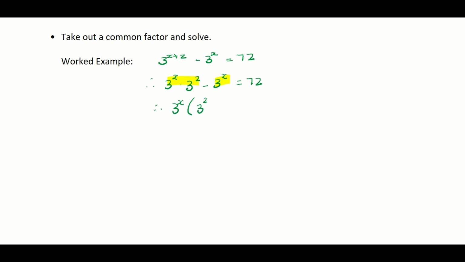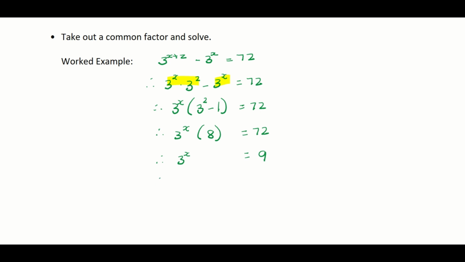3 squared minus 1 is equal to 72. Therefore, 3 to the power of x times, and what's inside the bracket is 3 squared, which is 9. 9 minus 1 is 8, is equal to 72. So we get rid of the 8 by dividing both sides by 8. And that's going to give us 3 to the power x is equal to 9.